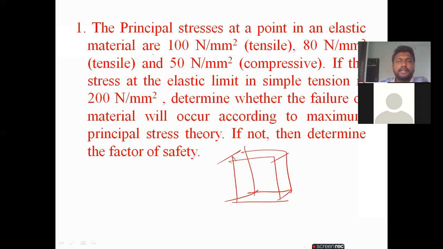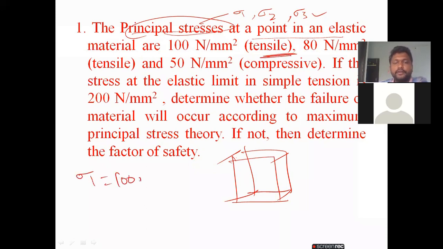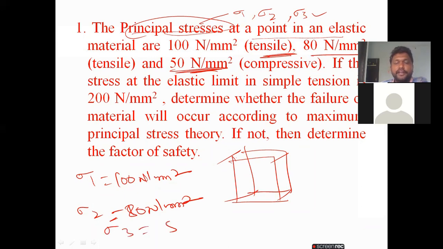The first one I am writing here: the principal stresses at a point, sigma 1, sigma 2, sigma 3, are 100 Newton per mm square, the tensile, that means plus, so sigma 1 equals 100 Newton per mm square. Next, sigma 2 equals 80 Newton per mm square. And sigma 3 equals 50 Newton per mm square. Okay, if you observe here, it is in compression.